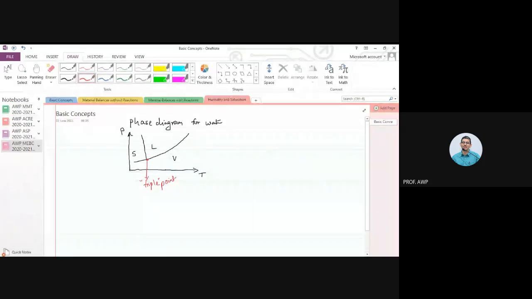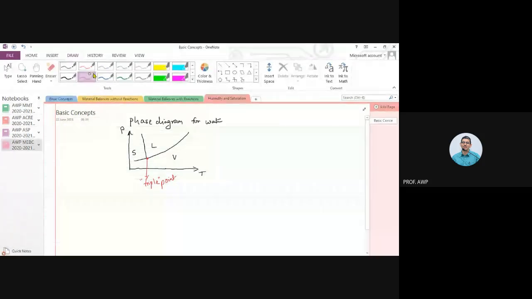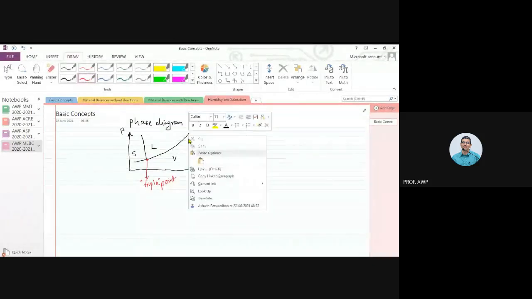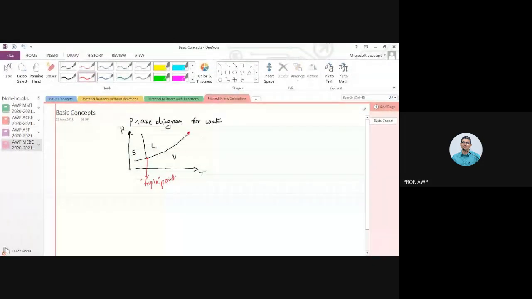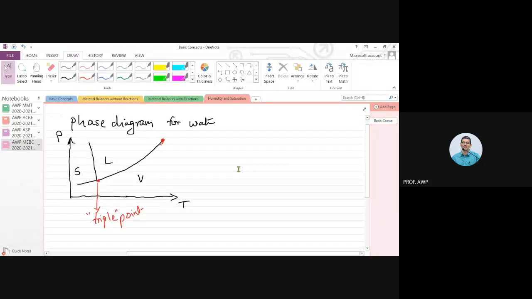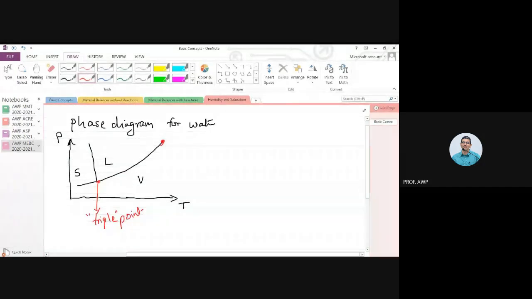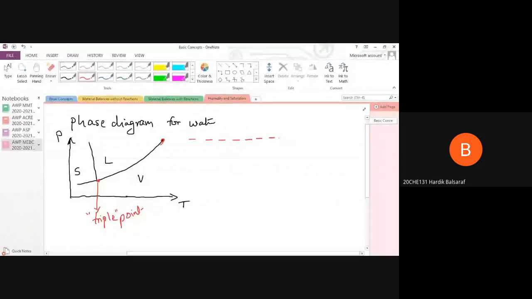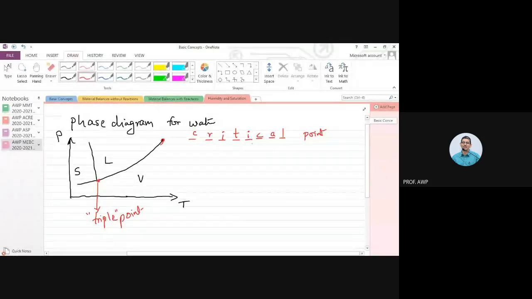Anybody knows what this point is called? Critical point, right? What is the meaning of that critical point?